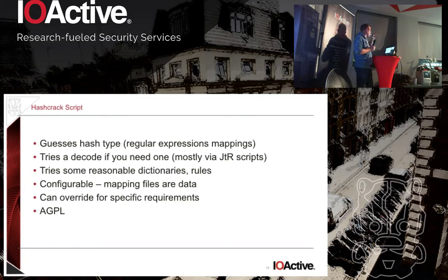What I want when I come across a hash is to just kick something off and not really have to think too hard about what I'm doing. For example, in the last job I did, we had two kinds of Oracle hash and Linux hashes, so SHA-512 crypt and everything, and I really just want to make sure they're not really stupid values.